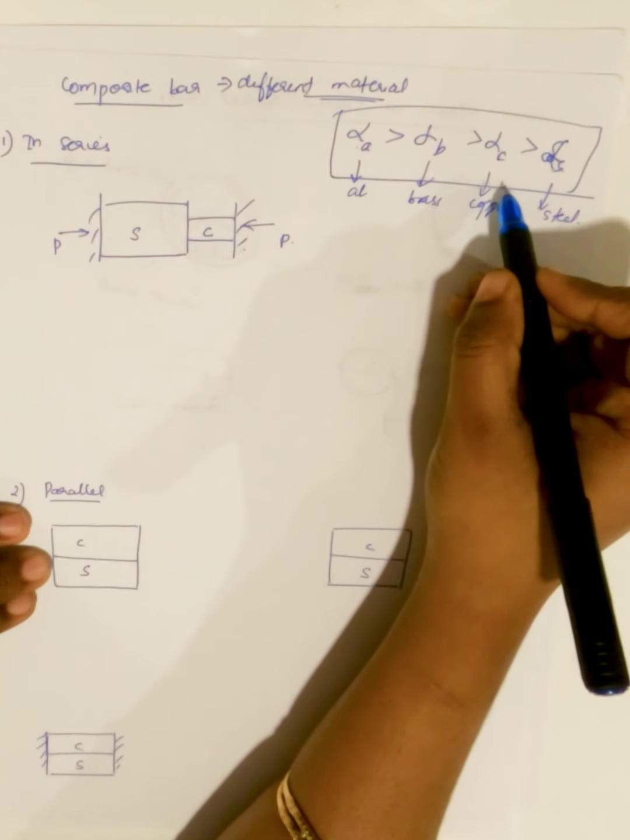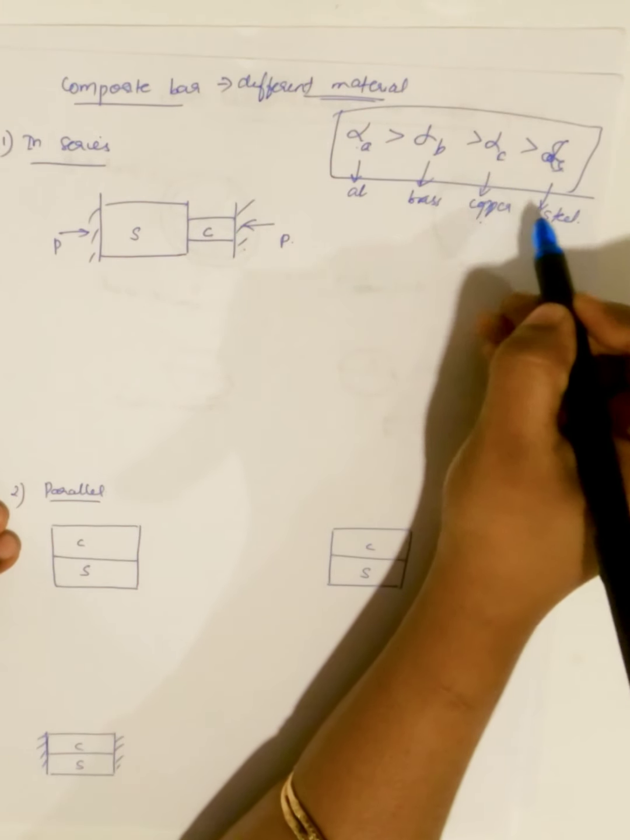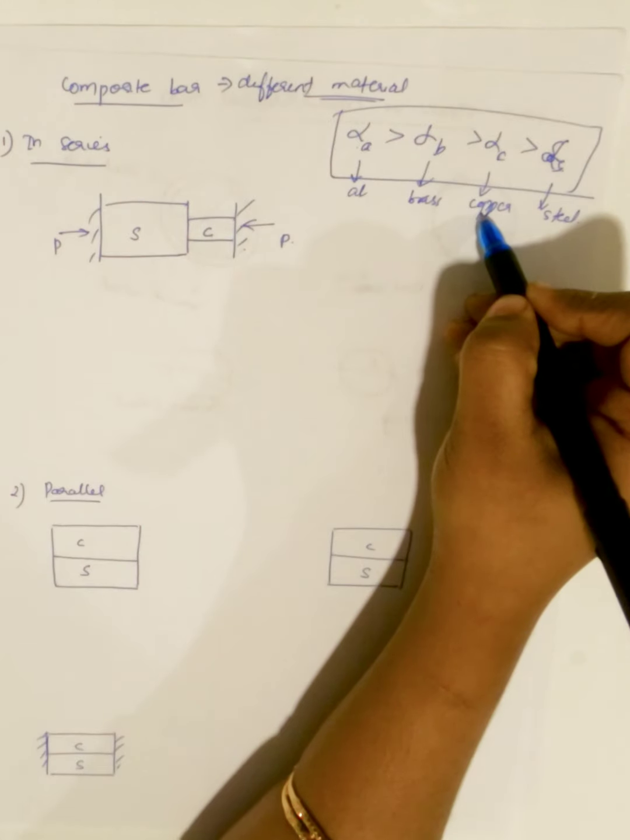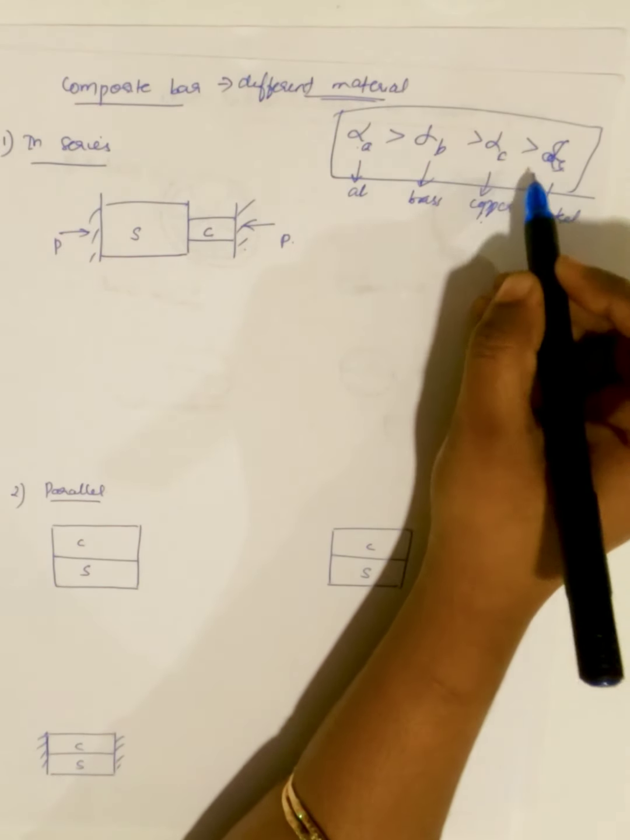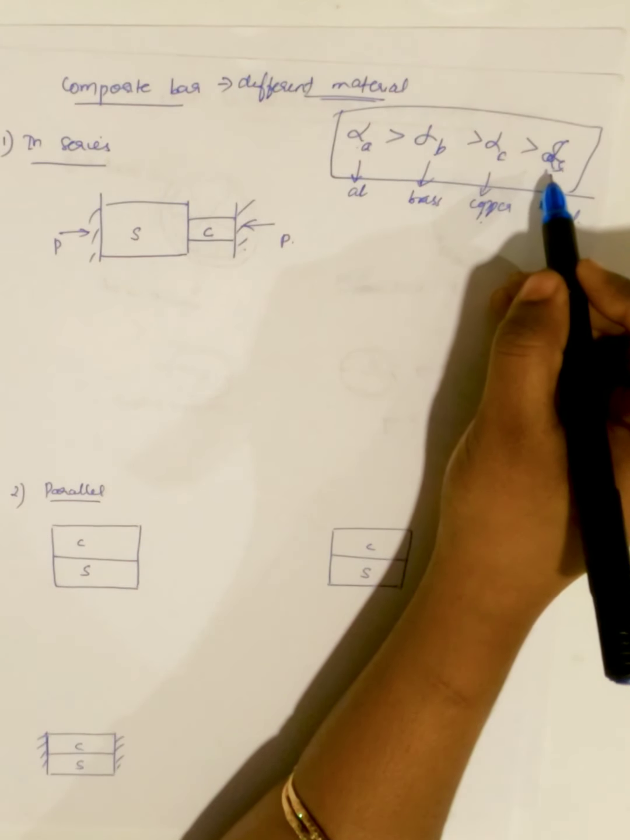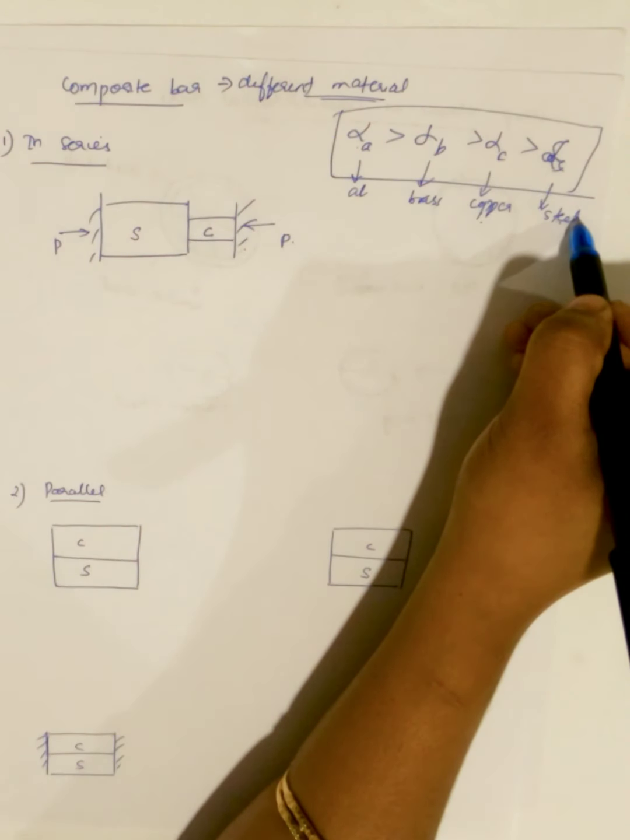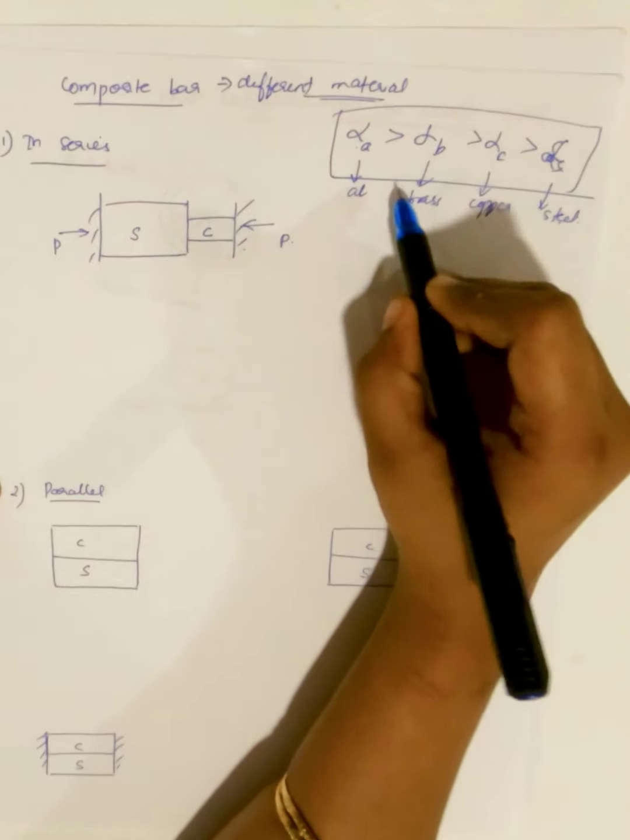So you directly know that strain in copper will be more than steel. So copper will be expanding more than steel if there is a temperature increase, and copper will be compressing more than steel if there is a temperature decrease. Okay, so that is it.